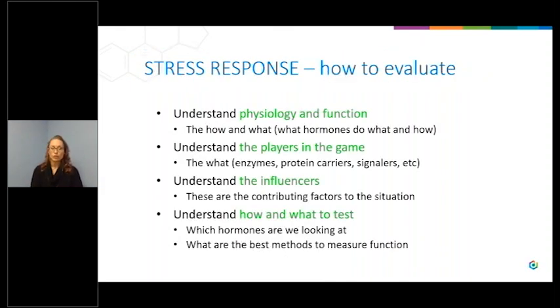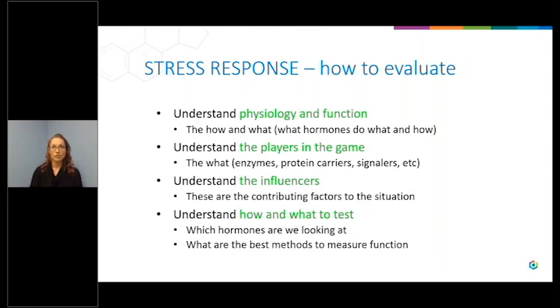So when we're looking at the stress response, we want to understand how to evaluate, right? So we want to understand the physiology and function of stress response, cortisol. That's going to be the how and the what. So what the hormones do and how they do it. We want to understand the players in the game. So the enzymes, the protein carriers, the signalers, right?